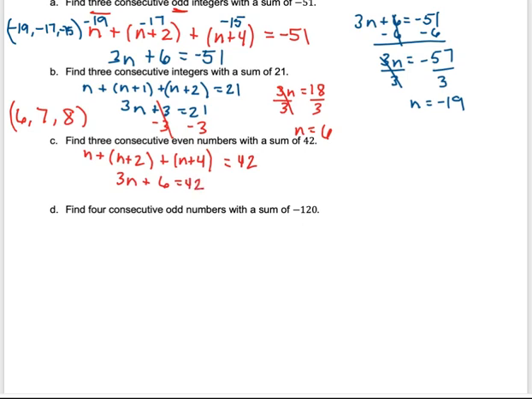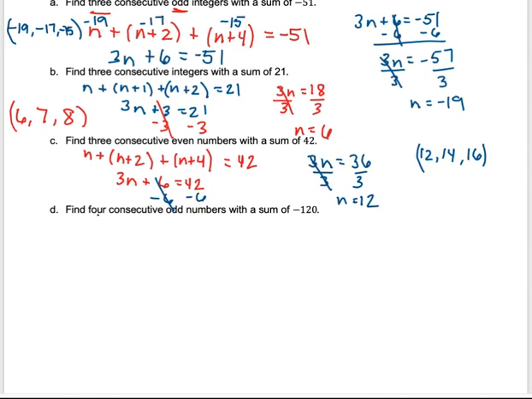So now I can solve this like an equation. Subtract 6 from both sides, and I get 3n equals 36. Divide by 3, and you should have n equals 12. To get my next two even numbers, I'm going to add 2 to that, so I get 12, 14, and then add 4, which is 16.